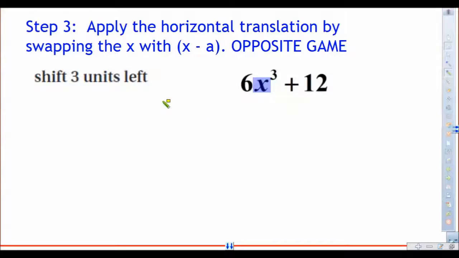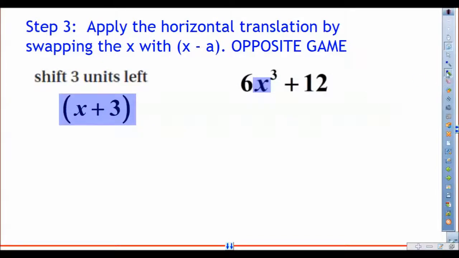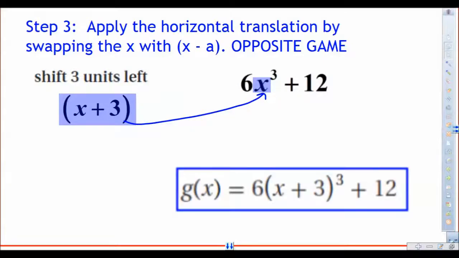And we're going to swap it out with the quantity. Now what are we going to do here? It says we want to shift it 3 units to the left. So what's the opposite game telling us that we need to write for our parenthesis term? Yes, the opposite game is going to let us use x plus 3 here. Now we're going to take that x plus 3 quantity and swap it out with that x right there. So we're going to move this right in there. Let's take a look at what we get out of that, which is going to be our final answer. And there you have it. That's the final answer.